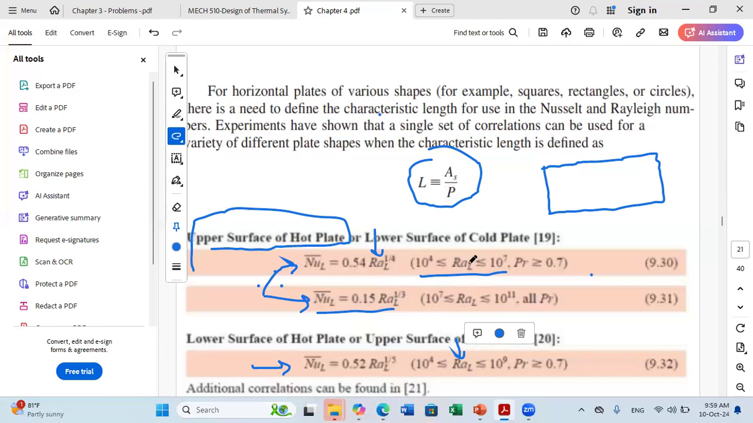We'll see how to calculate Rayleigh and how to select the appropriate relation. But to calculate Rayleigh, we need L, because as you can see, it is Rayleigh at L. What will be L in this case for a rectangular shape? We said we are considering 1 meter, and we have the width, W. So the area will be W times 1, and the perimeter will be 2W plus 2 times 1.